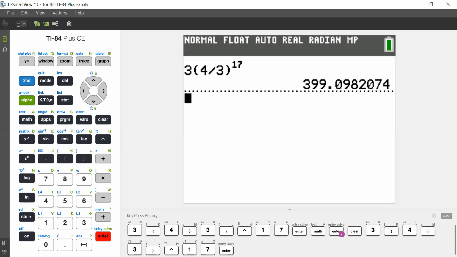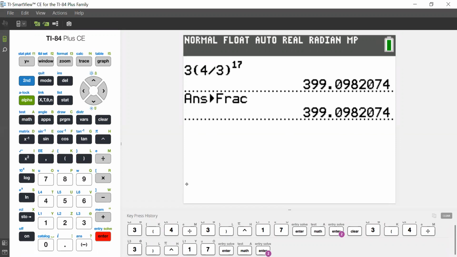399.098. Now, in case you're unfamiliar with the little trick, if this happens to be a rational number, you could hit math, enter, enter, and it will write it as a fraction, which in this case it must not be. This must be irrational. But 399.098, here's my answer. I want you to calculate it. Use your calculators though.